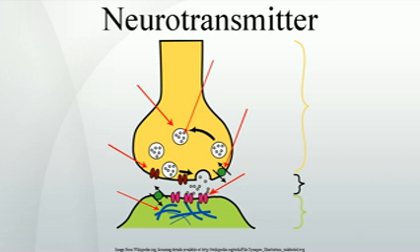Neurotransmitters are packaged into synaptic vesicles clustered beneath the membrane in the axon terminal, on the presynaptic side of a synapse. Neurotransmitters are released into and diffuse across the synaptic cleft, where they bind to specific receptors in the membrane on the postsynaptic side of the synapse.